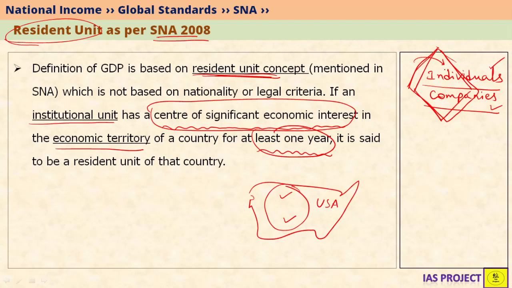So, the individuals here may be foreign or may be citizens of India. However, they have to stay in India for at least a period of 1 year, and a center of significant interest should exist for those companies that are present in India. Again, they may be foreign or they may be Indian, but they have to have a significant economic interest within India. So the contribution of all those companies will be counted towards GDP.